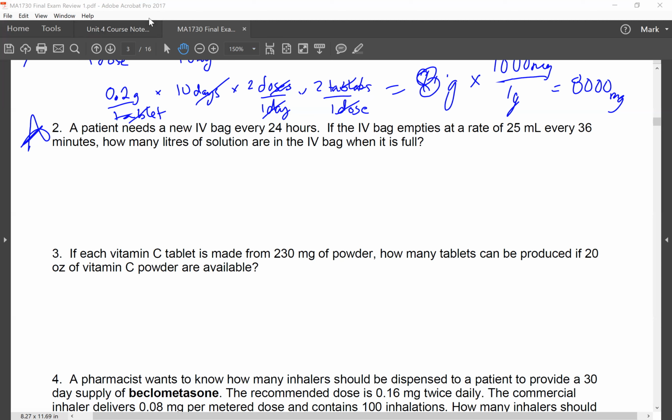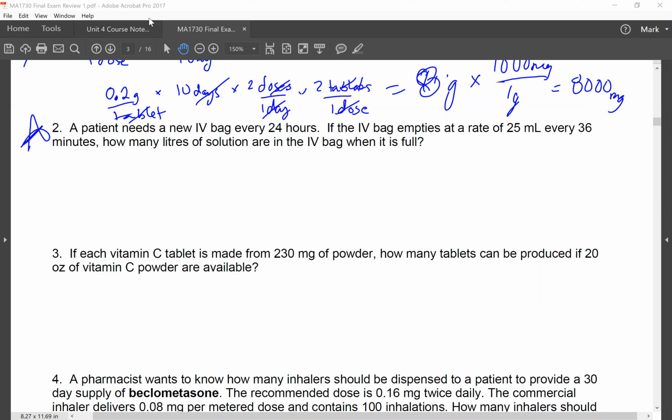Okay, let's have a look at this one. A patient needs a new IV bag every 24 hours. So this person is going to, basically every day, need a new bag. That's a really important part of this question. Every day they need a new bag. If the IV bag empties at a rate of 25 milliliters every 36 minutes, how many liters is in the bag?